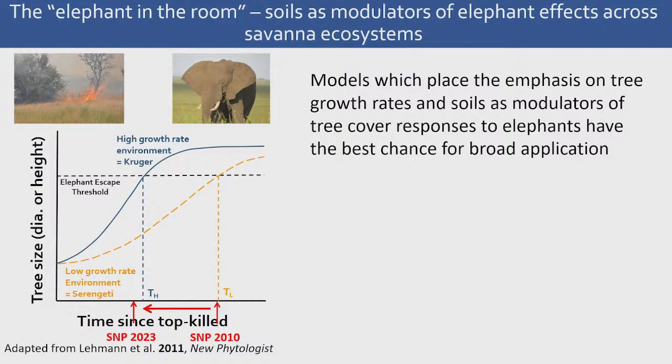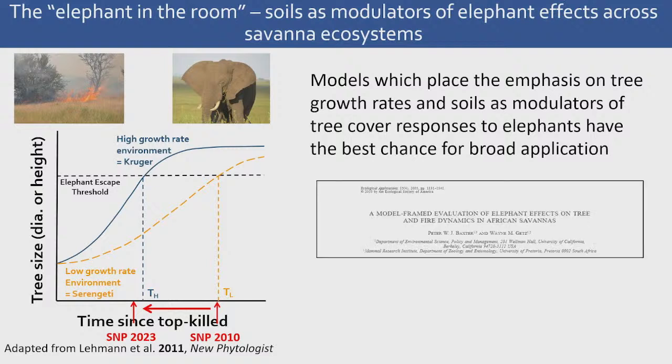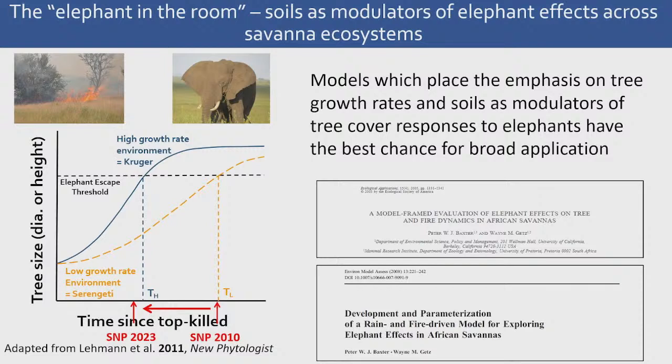And my point here and the take home, the thing I'd like you to leave here with, is that models that place emphasis on tree growth rates and soils, not rainfall, but growth rates of trees and soils as modulators, are really going to have the best chance for very broad application in this field. Now, I'm not the first to propose this. There are some really nice papers out there doing these kinds of things, but I'd like to just put out there that I think a lot of us have the kind of data that we could bring together and do something really interesting on a sort of continental scale.